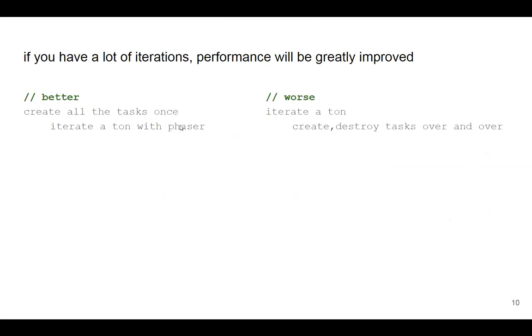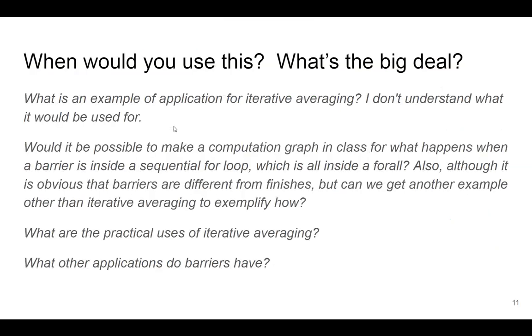What's going on here is, if you have this very common pattern, which is to iterate a ton and create, destroy, join and destroy the tasks over and over again, you're like, how about I just create all the tasks once and then iterate a ton and just have this phaser join it together each time? When would you use this? When is this a big deal?